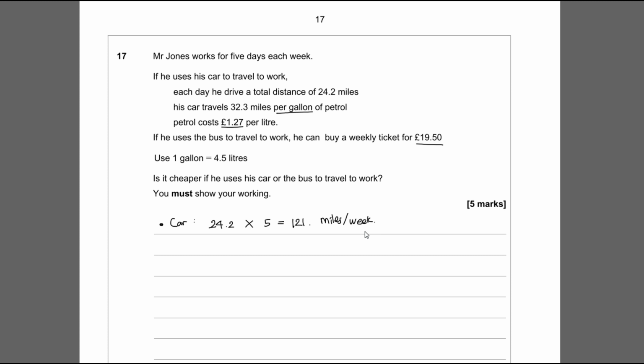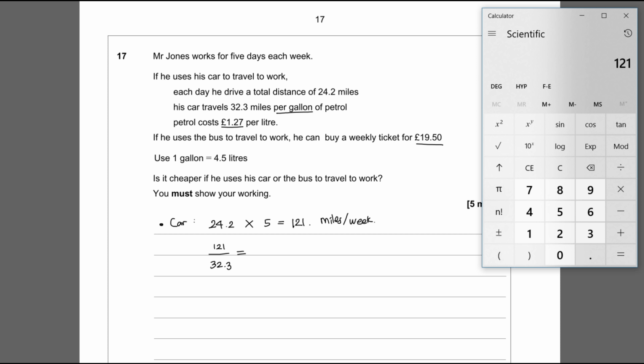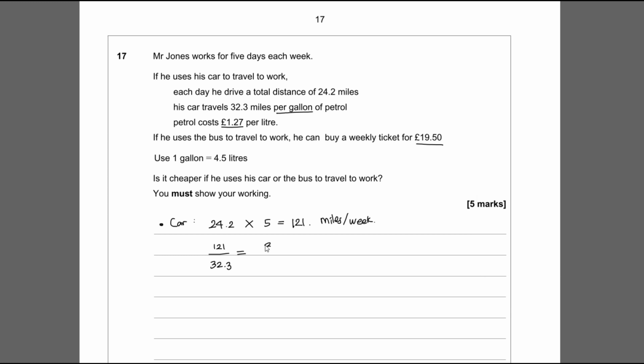Now, how much petrol does he use for traveling for the whole week? This is how far he can drive with 1 gallon of petrol, that is 32.3. So if he has to drive 121 miles, and per gallon he can drive only 32.3 miles, how many gallons will he need? It is 121 divided by 32.3, which is 3.746. Okay, let's take 3.75. So it is 3.75, and this is the gallons.